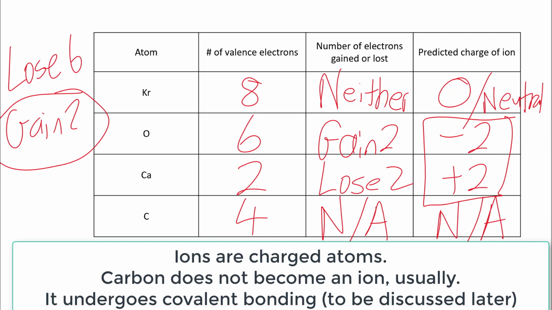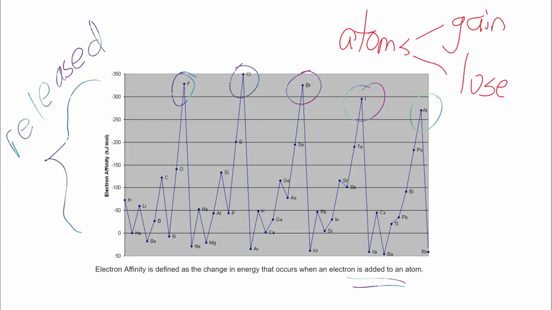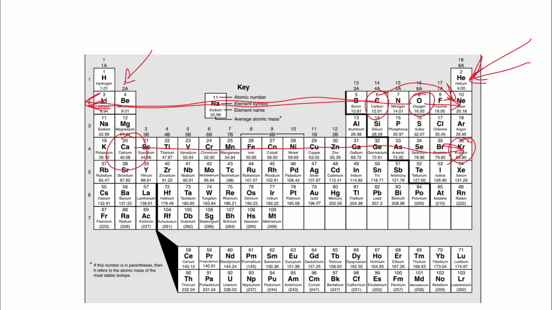Because all of the atoms in the carbon group, the general pattern, especially for carbon and silicon, is that they don't become ionic compounds. They do this other kind of bonding called covalent bonding. Ionic compounds are about forming ions, charged atoms.